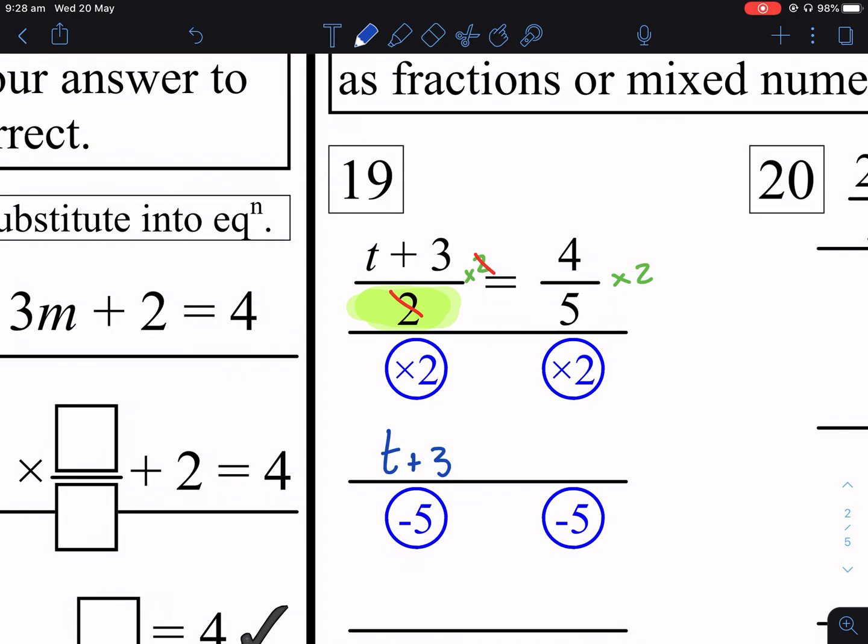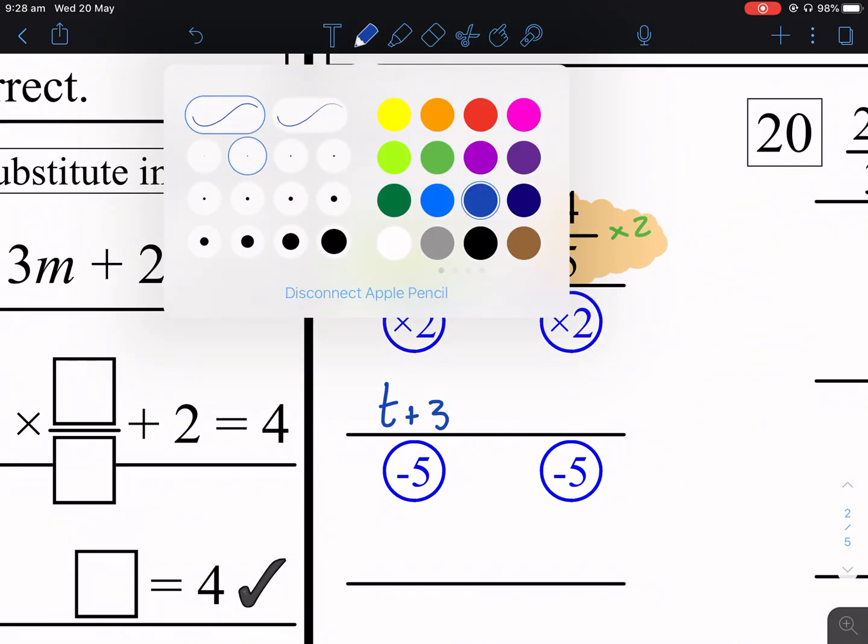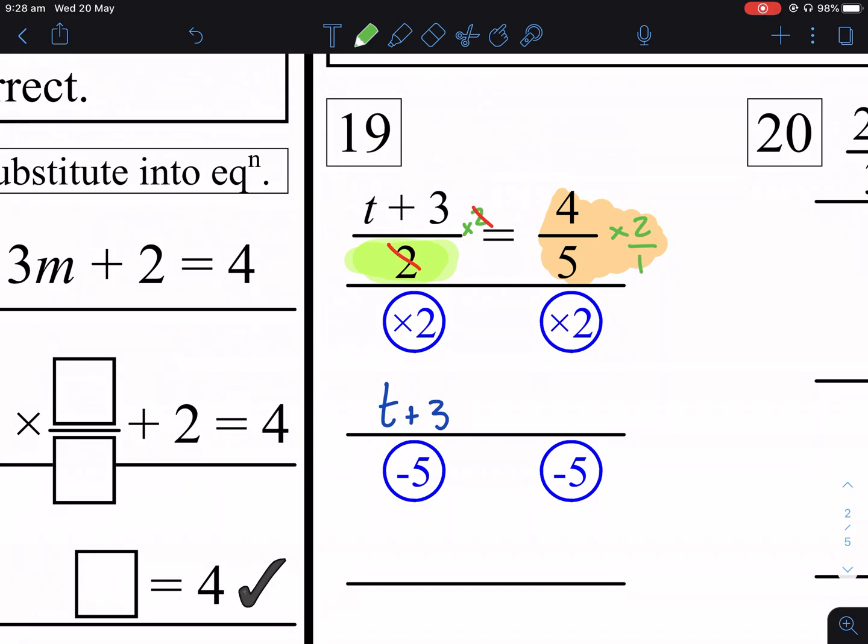And then I don't know why they've written minus 5. I think they made a mistake. And this whole thing, 4 over 5 times 2. Remember, when you're timesing by a fraction, you times along the top, times along the bottom. So we end up with equals 8 over 5.